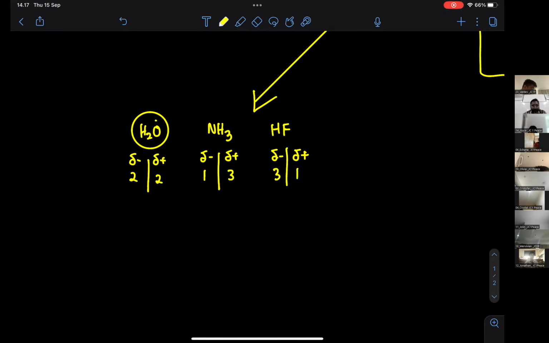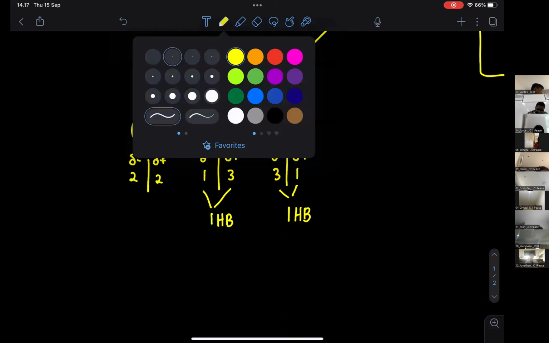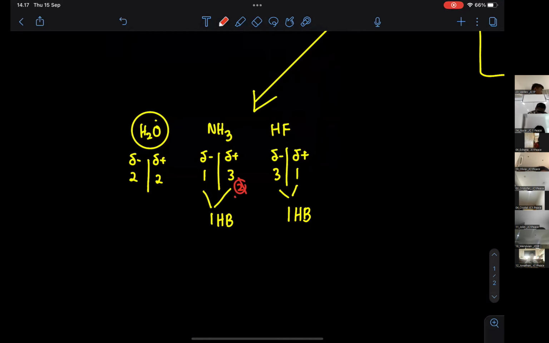In total, if you have one, it must join with one. So one hydrogen bond per molecule. If you have one, it must join with another one, so one hydrogen bond per molecule. The remaining two will go to waste. And for this one, the two, they are going to have a total of two hydrogen bonds per molecule. Why are we learning about this?